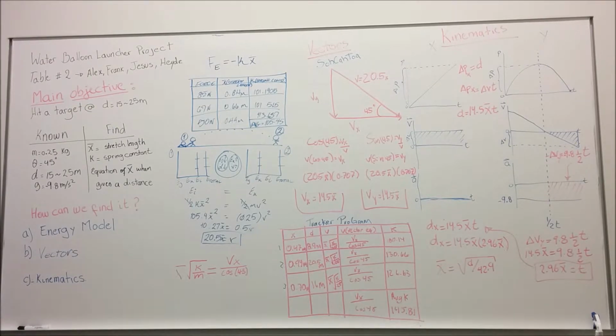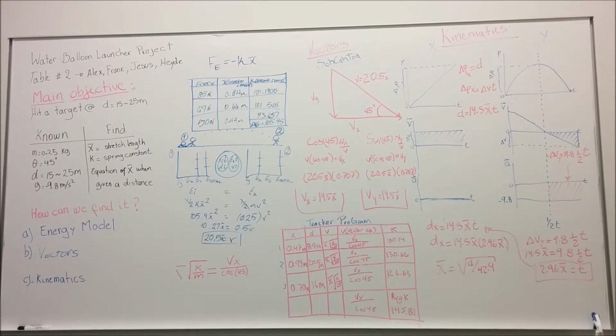Now what we need to find is x bar, which equals our stretch length, k, which equals our spring constant, and then the most important thing that we need to find is our equation of x bar when given a distance. Second, how can we find it? We are going to use an energy model. Then we go on to using vectors, and then finally kinematics to solve that.